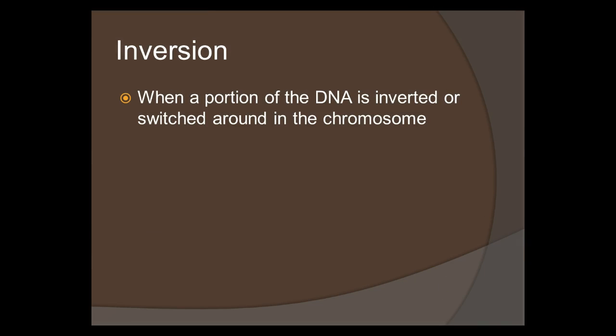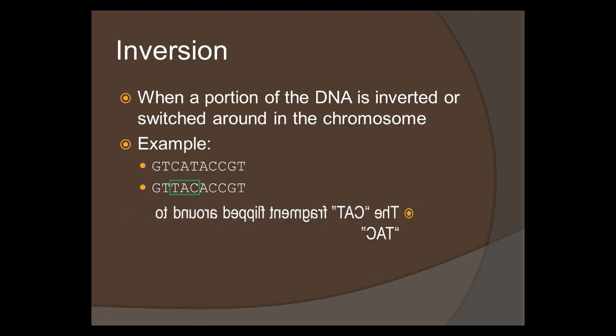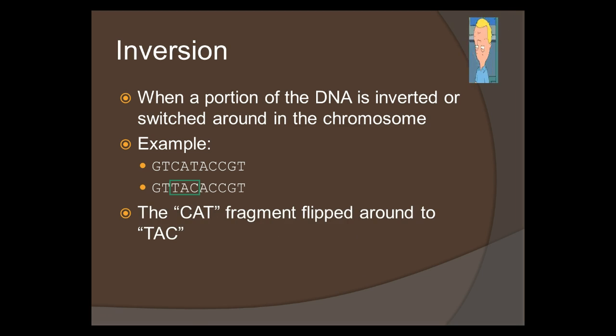Alright, now let's try an inversion one. Inversion is essentially when a part of the DNA is inverted or switched around in the chromosome. Here's my original strand of DNA. Here it is with part of it inverted. It's kind of hard to see, but if I take the CAT and flip that part around, that gives me TAC. So that one little fragment flipped around, just like, I think, Bobby's name from Family Guy. Well, an inversion takes place right there.